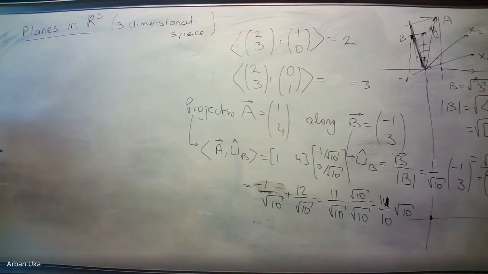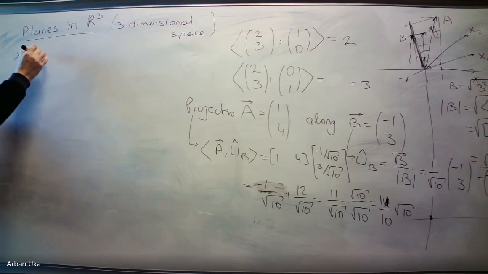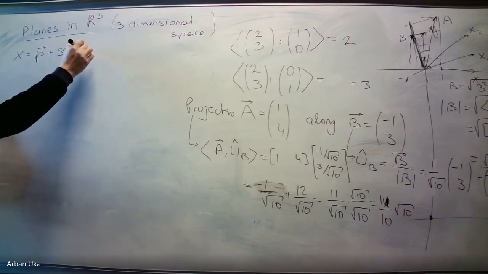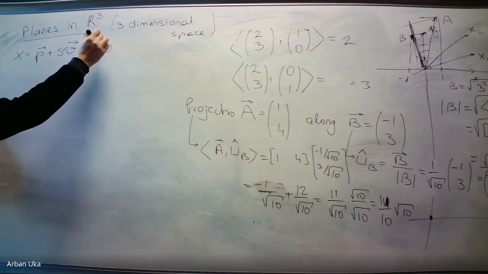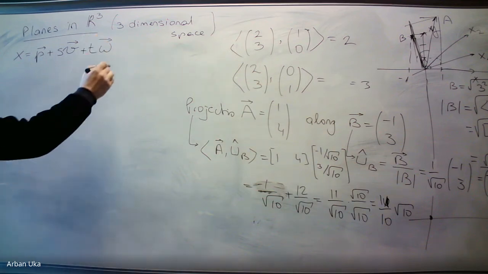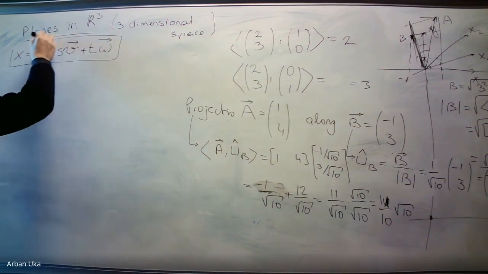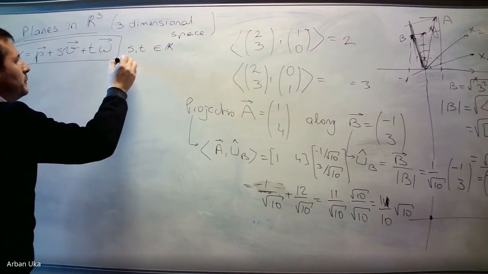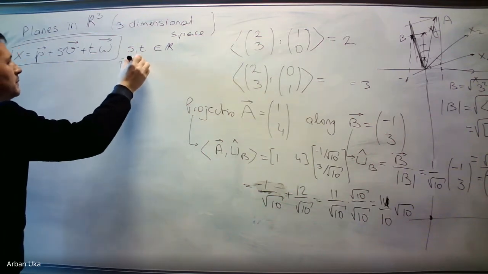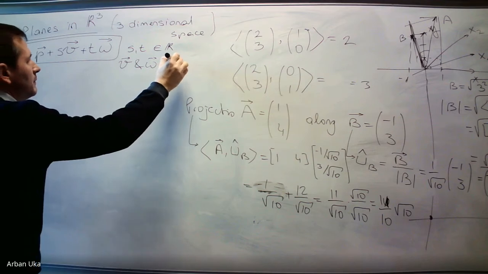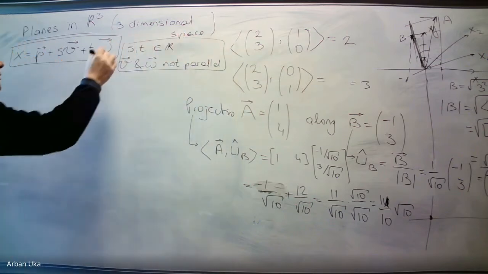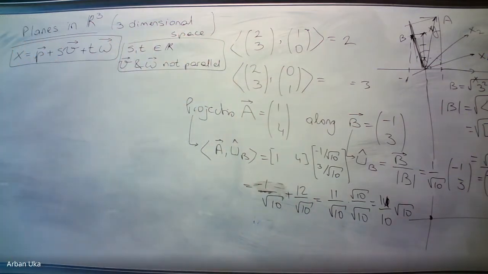Planes can be described as any point x, which is equal to some reference point b, plus some vector b, and plus some vector w. This is the equation of a plane.